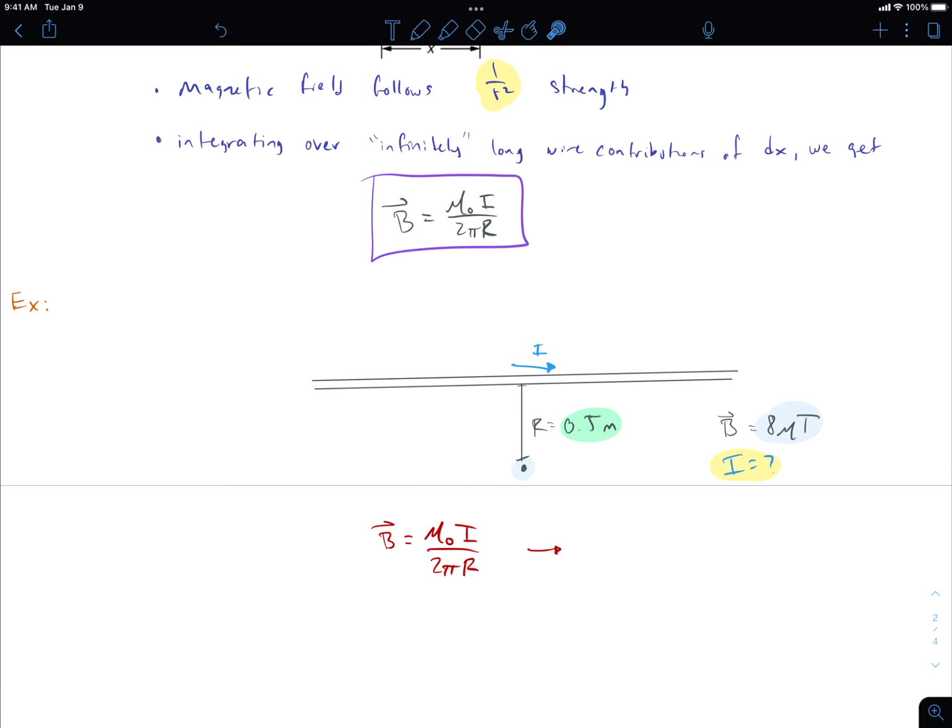So let's try to apply this formula. I want you guys to pause the video and try to work through this example to find the current in the wire if you measure 8 microteslas of magnetic field half a meter away from that wire.